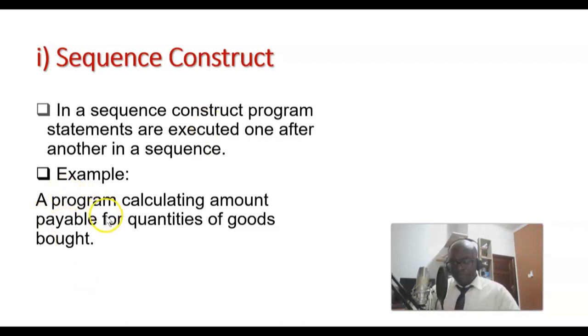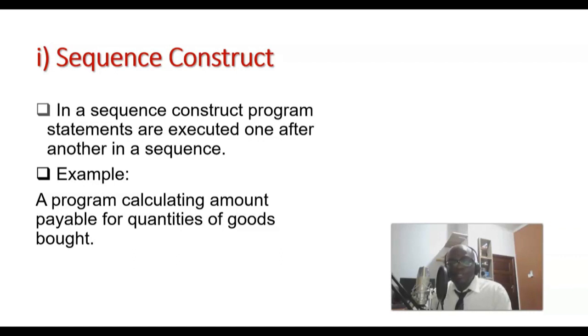Now, an example of this which we want to look at is a program which calculates the amount payable for quantities of goods which have been bought. Okay, so let's say you move into a shop and you are buying sweets. One sweet is 2 kwacha, and that's the unit price. Unit price, that means the price for one item. And well, you are buying 5 sweets. So what will be the amount you're supposed to pay? The amount payable will be 2 times 5, which is 10.